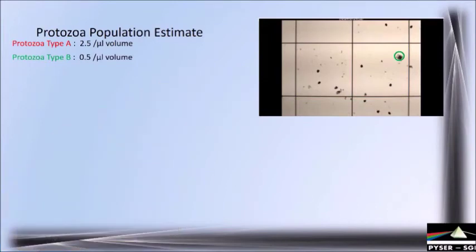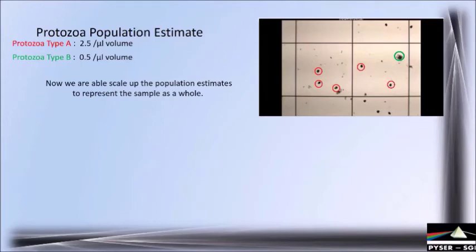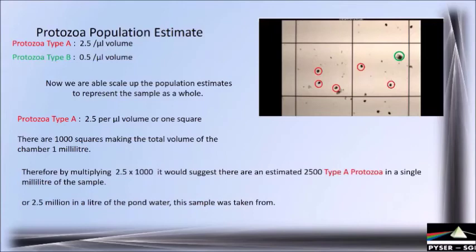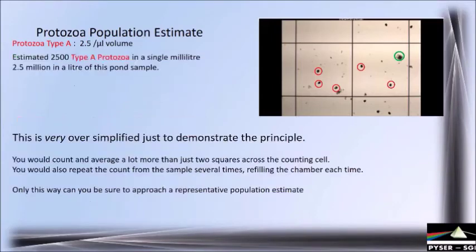So what do we do with this information? Well, looking at the red protozoa again, we're able to scale this population count up based on the fact that there are 1,000 squares in the chamber and there are 2.5 per square. So that means there are 2,500 of these protozoa in the chamber as a whole, and scaling that further, that's 1 milliliter for the chamber, means there's 2.5 million in a litre of the same sample liquid.